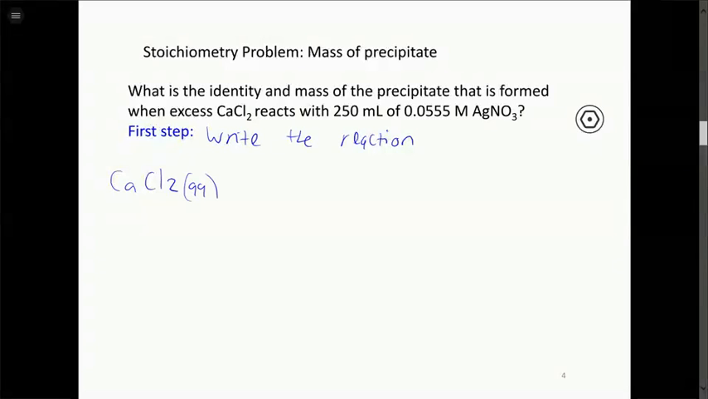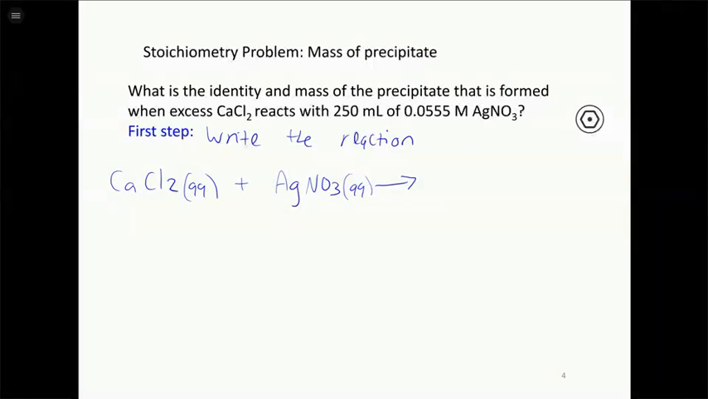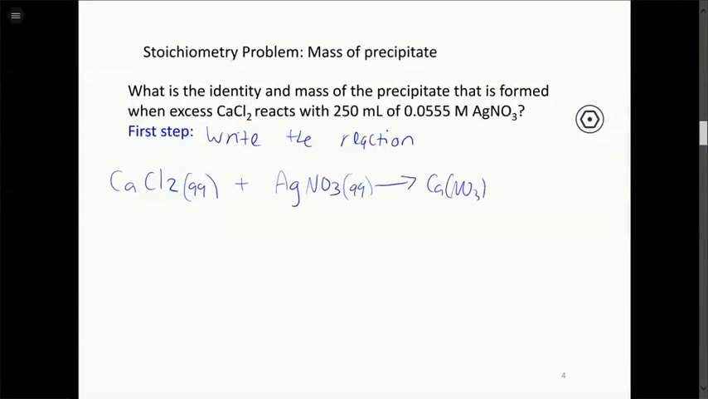Okay, calcium chloride is soluble, so we write it as an aqueous species. We're reacting that with silver nitrate, also soluble because it's a nitrate. Remember that for the products of a precipitation reaction, we just exchange the ions with each other. So the calcium 2+ is going to be paired with the nitrate, NO3 minus, in the product. One of our products is going to be calcium nitrate, which has to have 2 nitrates to balance the charge. And that's still going to be soluble because all nitrate salts are soluble.